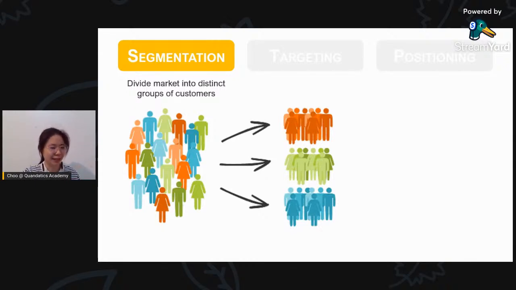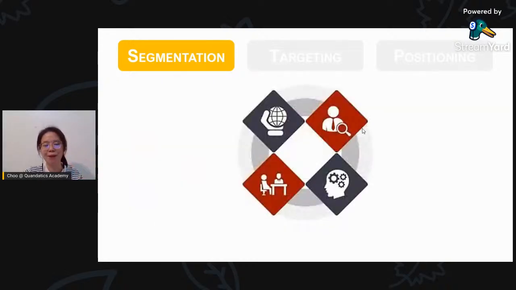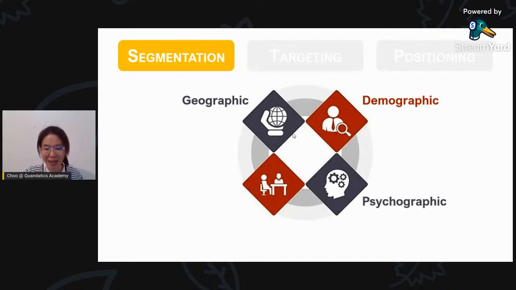So you might be asking, what are the characteristics or the factors that I should look at to group the customers, to segment the customers? Okay, there are 4 typical types of customer segmentation. Basically, these 4 are geographic segmentation, demographic segmentation, psychographic segmentation, and the last one is behavioral segmentation. Okay, 4 typical types of segmentation.